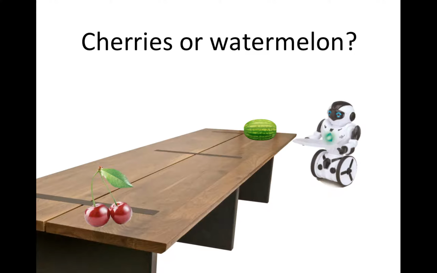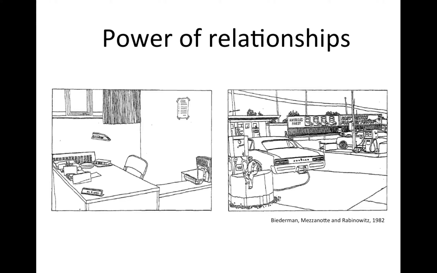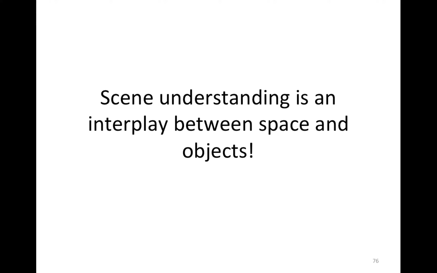Psychologists have long stressed the importance of the integration of object and space. In a number of seminal studies by Biederman and colleagues, it was shown that humans have learned the typical relationships that occur between objects and space, which can be described by location, size, support, to name a few. Biederman's experiment showed that when these relationships are violated, like in these two examples, humans recognize objects much less accurately or efficiently. So scene understanding is really an interplay between space and objects.